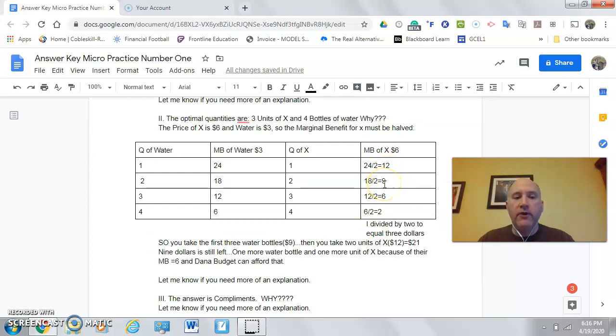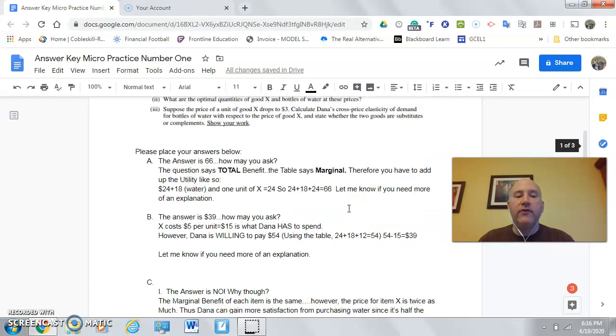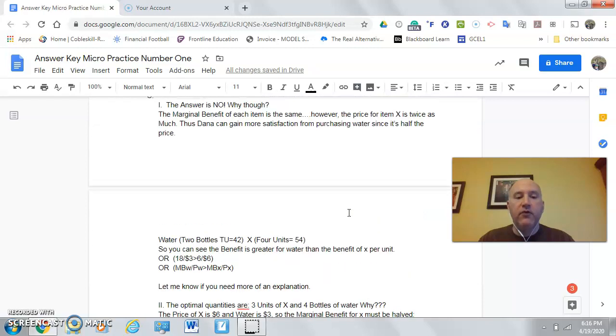Okay? Knowing that, the reason why this is not the ultimate combination is because for number C, the marginal benefit of each item is the same. However, you have to, like I said, you have to have it. So the 2 bottles of water equals 42. 4 units would be 54.